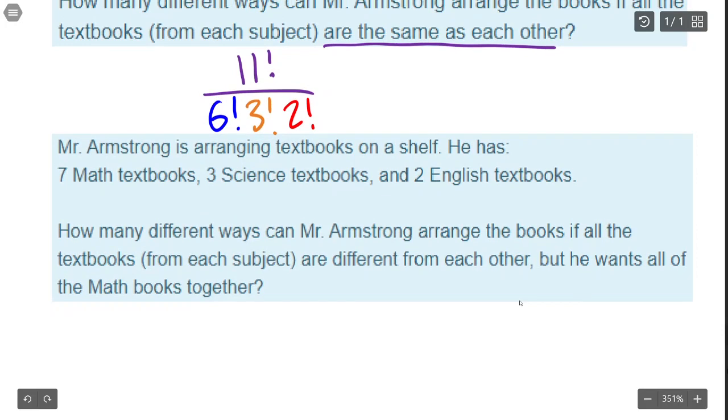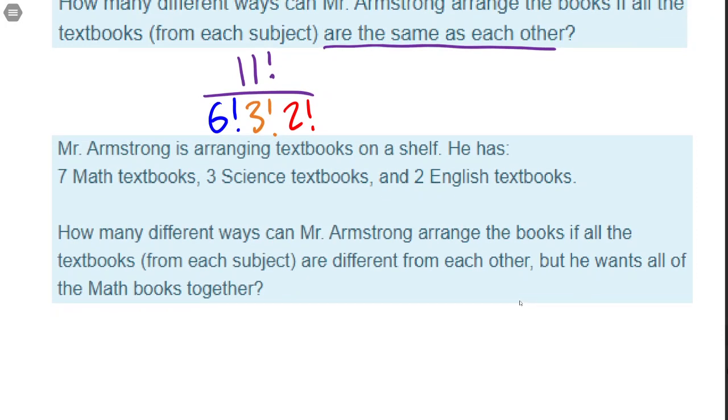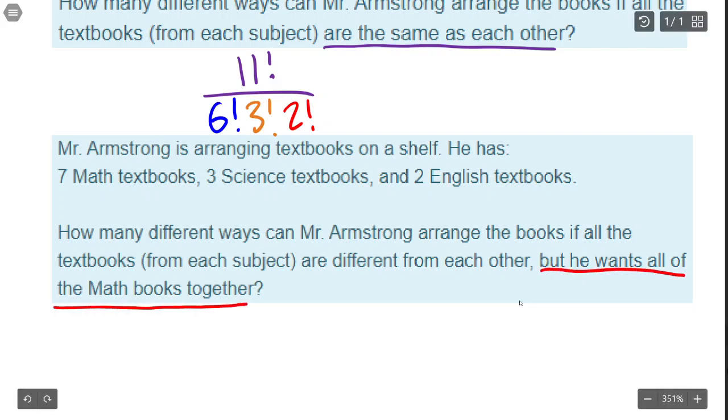Let's do one more. So Mr. Armstrong is arranging books. Okay, same thing, 12 books this time. But how many different ways can Mr. Armstrong arrange the books if all of the textbooks from each subject are different from each other, but he wants all of the math books together?